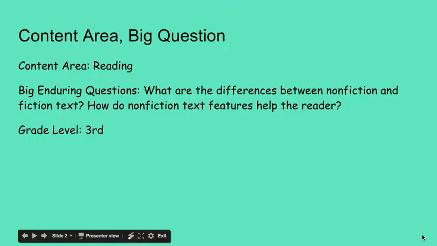So the big content area that I'm focusing on is reading, and the big enduring questions are: what are the differences between nonfiction and fiction texts, and how do nonfiction text features help the reader? And this is for a third grade class. Now, the reason that we're really looking at these two genres and how they're different is because we want to go from understanding these genres to zooming in on nonfiction text features, which are really special and important to the nonfiction genre.